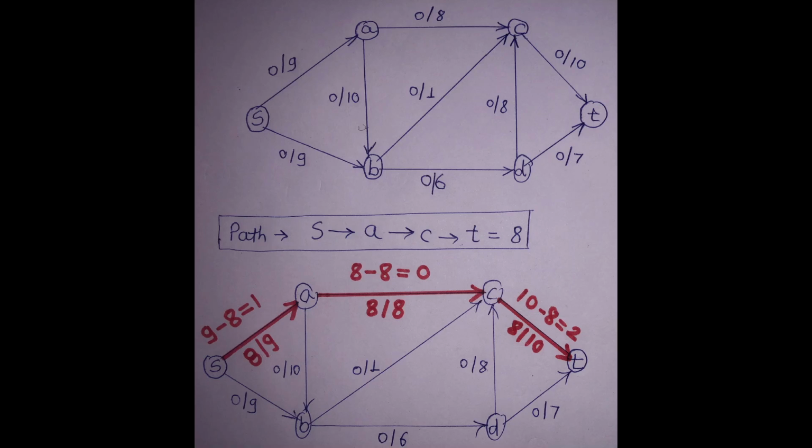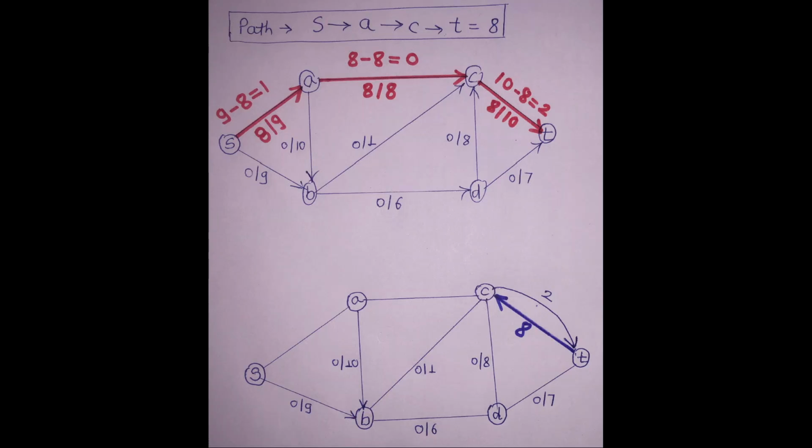Okay, now the first path has given me the maximum value 8. Now we will draw the reverse flow of this first path. So how to draw the reverse flow of the first path? Look at here, the reverse path is starting from T to C, C to A, A to S. This is the reverse path.